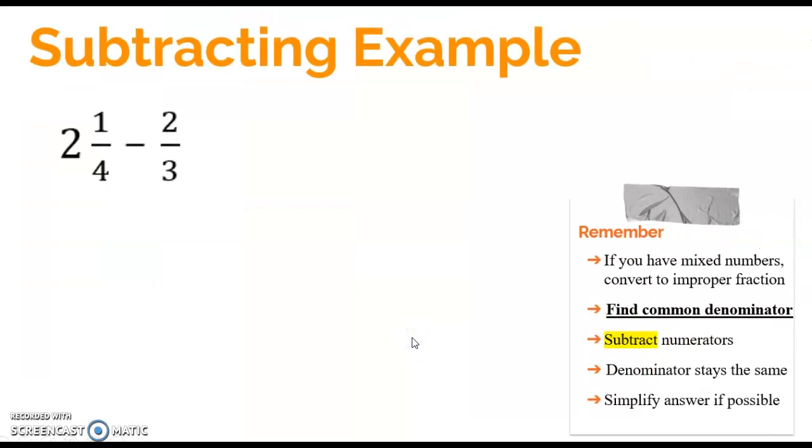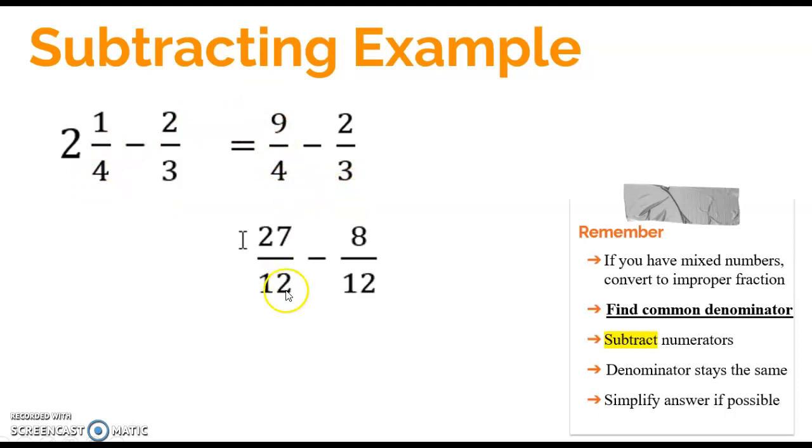All right, let's look at our subtracting example. 2 1/4 minus 2/3. So we're going to convert that 2 1/4 to 9/4 and find our common denominator of 4 and 3, which is 12, and make our equivalent fractions. 4 times 3 is 12, and 9 times 3 is 27. We can subtract our numerators. We've got 19/12, which is a simplified improper fraction, or you can turn it into the mixed number 1 7/12.